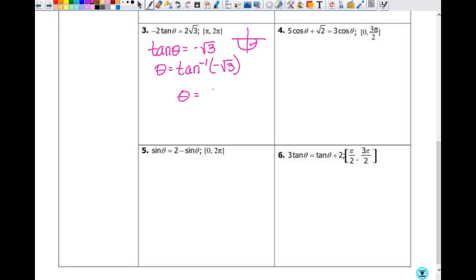Okay, so here's how we do this. To get to 2 pi, that would be 6 pi thirds, right? And then I back up 1, so it's 5 pi thirds. Yeah. You went in the wrong direction. All right, everybody good with all that?